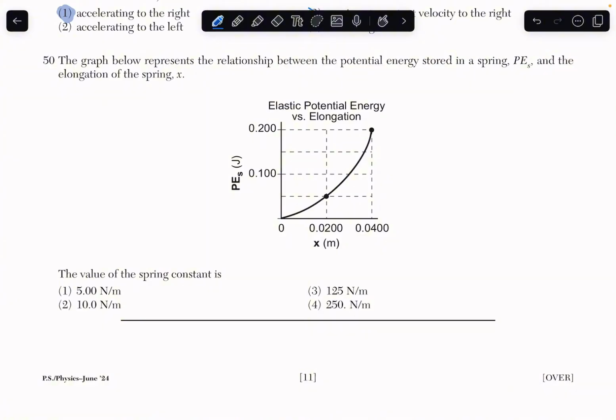50. The graph below represents the relationship between the potential energy stored in a spring, PES, and the elongation of the spring, x. The value of the spring constant is... So, this is a simple question. It's giving us all the components that we need. Let's use this point for our calculations. Here, there's a potential energy of 0.05 joules and a spring elongation of 0.02 meters. So now we just plug it into the equation. PES equals 1/2 k x squared.